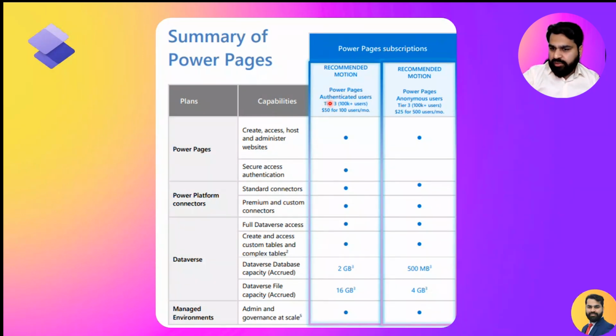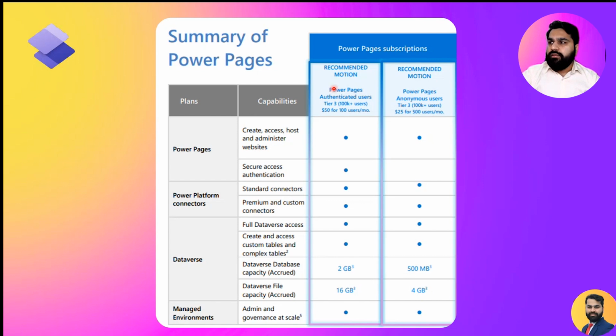These could be of two types. One is authenticated users. For example, we go to Facebook, we log in. As soon as we log in, we become authenticated users. Even if we don't log in, we will be able to see some of the data on Facebook. So that is a way of anonymous user access. Based on these different types of access, there are two subscriptions provided for Power Pages access. Again, these are not user specific. These are tenant specific.